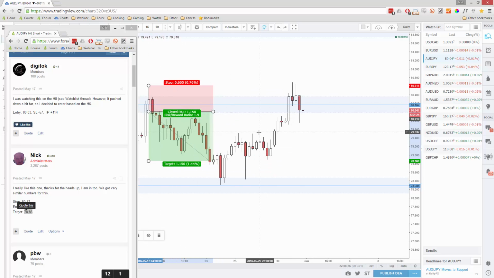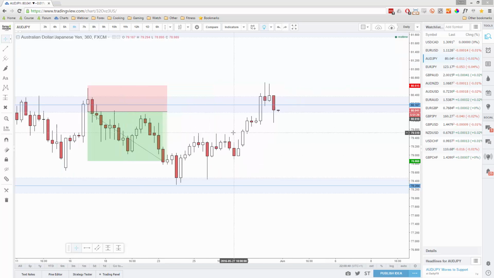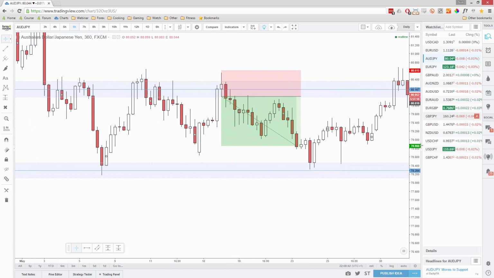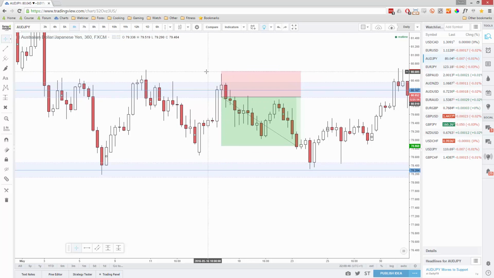All right, so that's how this setup played out. That's how I traded it. So again, we're following the same very simple concepts. My stop loss was up here above the recent high. My entry was beyond the low of that indecision candle. So sellers push beyond that low.